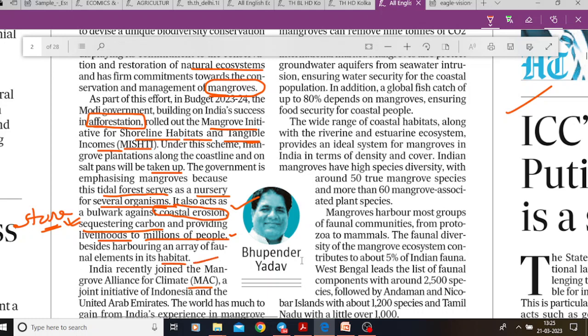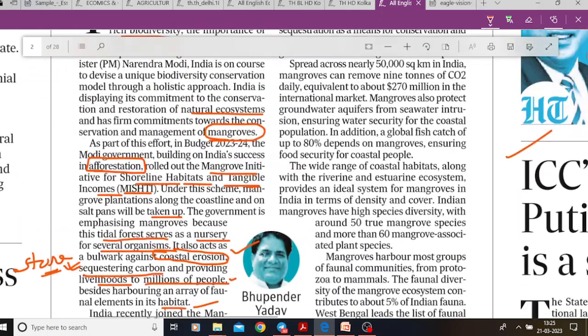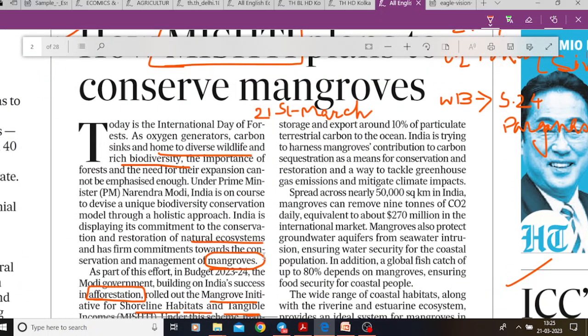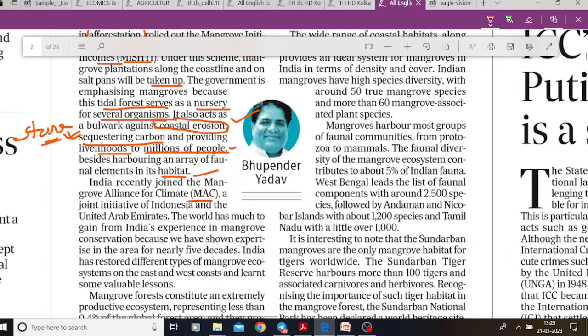And it's just like flora, there are many, like Royal Bengal tiger is there. I mean, it is an endangered species that is present in that particular region. So India recently joined the Mangrove Alliance for Climate, a joint initiative of Indonesia and the UAE. What is that? MAC, Mangrove Alliance for Climate.